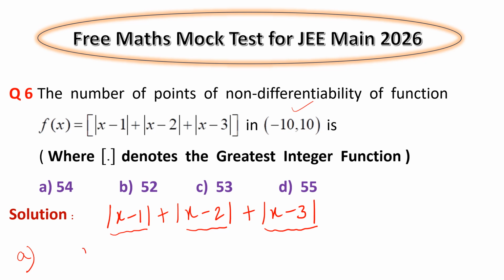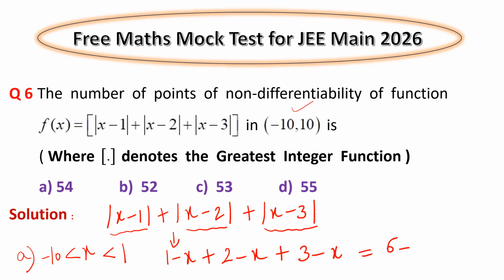The first is when x is greater than -10 and less than 1. In this interval, x is smaller than 1, so obviously x is smaller than 2 as well as smaller than 3. So that means this expression will become equal to (1-x) + (2-x) + (3-x), because we know that |x| = -x when x is negative. So that means this finally becomes 6 - 3x. Right? Now students, we move further.